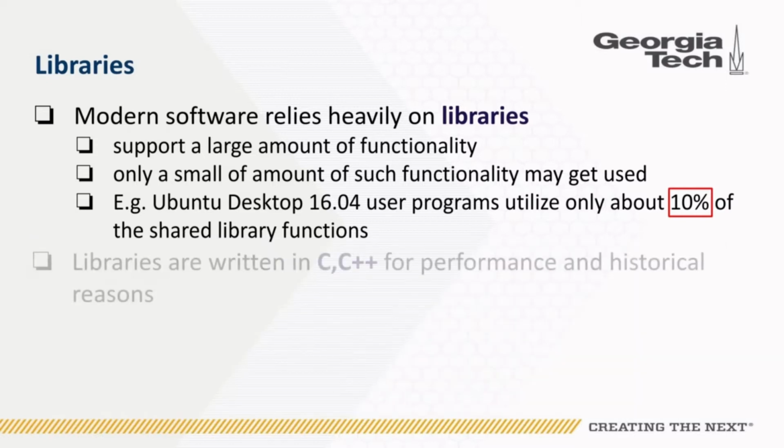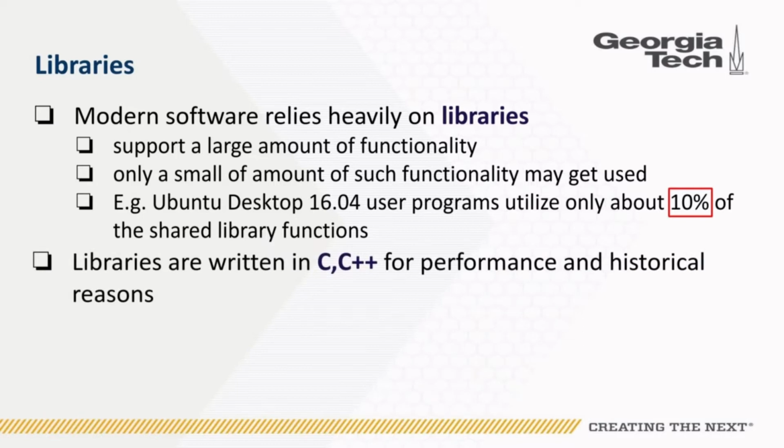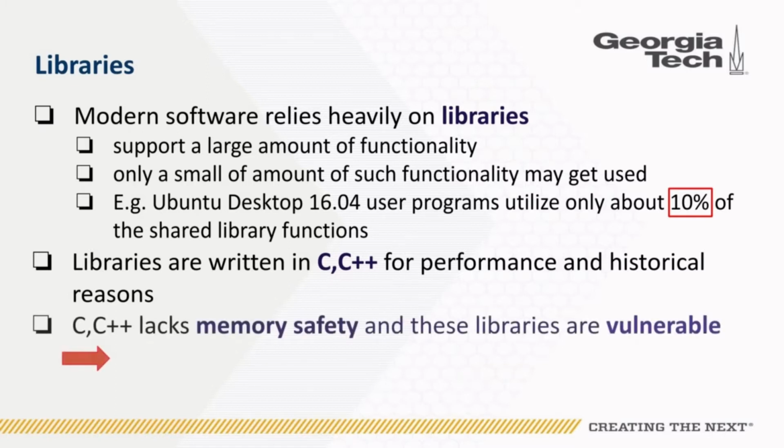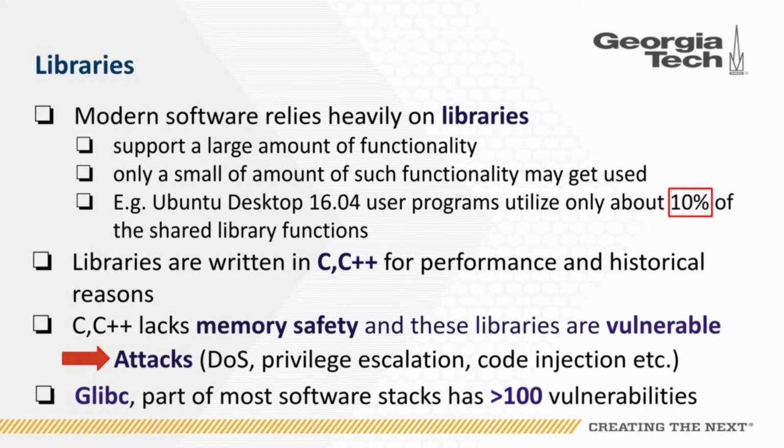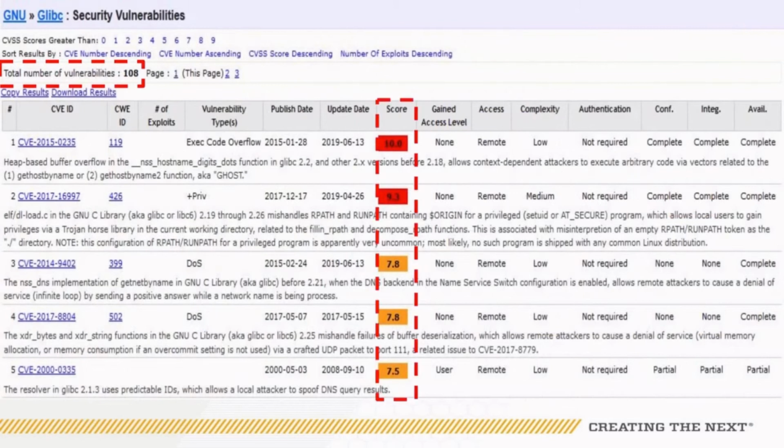And many libraries are written in C++ for performance and also historical reasons. C++ lacks memory safety and is prone to vulnerabilities which are exploited to create many attacks. glibc, which is most prevalent, has more than 100 vulnerabilities listed while creating this slide. And the top 5 are convincingly severe.